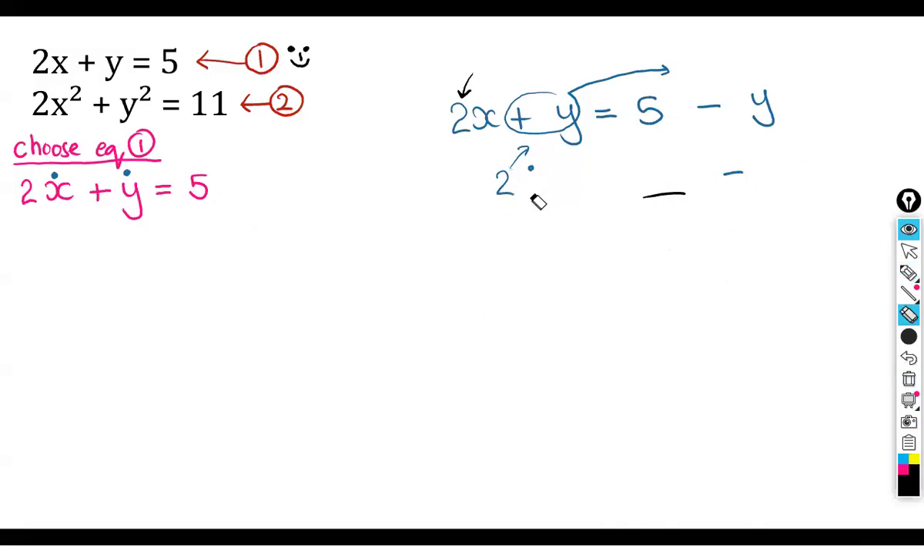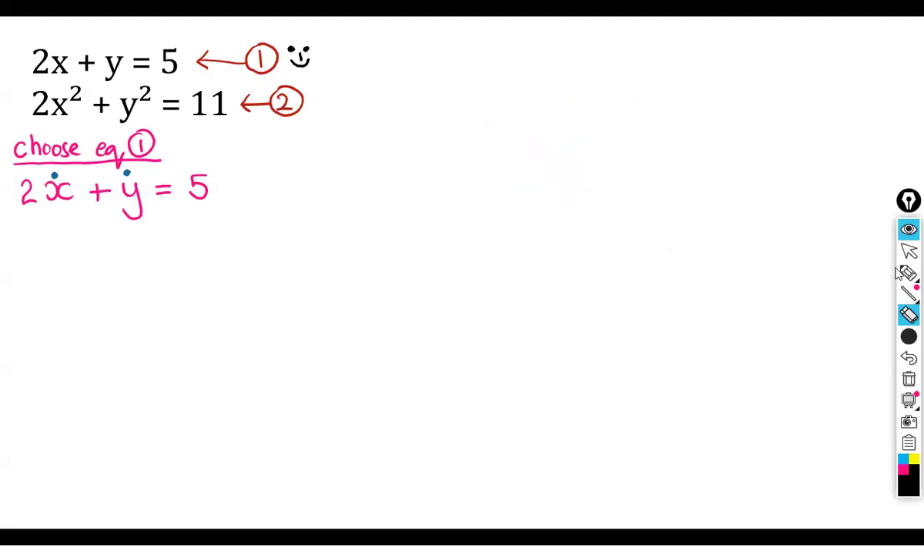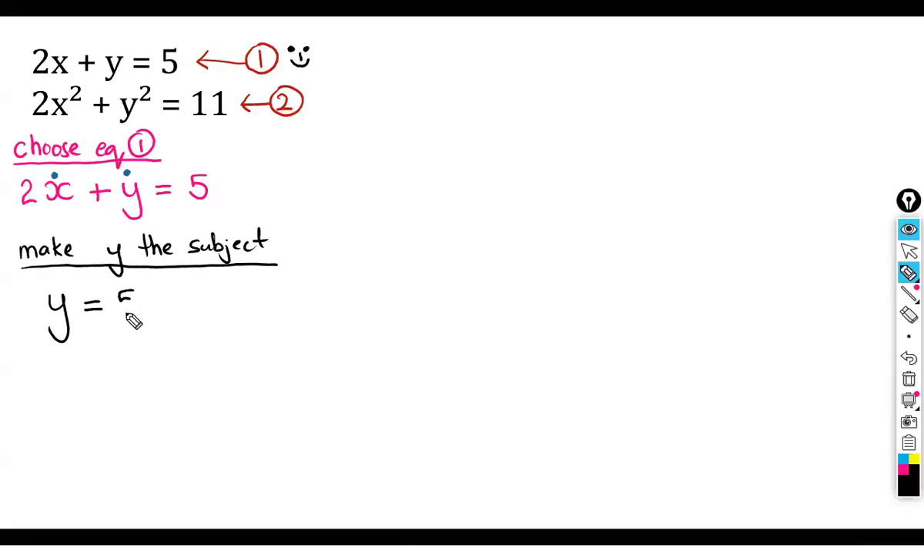So we have to show or tell the examiner who we plan to make the subject of the formula. So write it. Make y the subject. So if I make y the subject, well, this one is easy to do in my head. So I know I could say throw across positive 2x, you're going to get minus 2x.